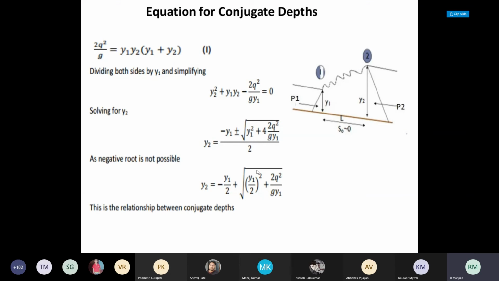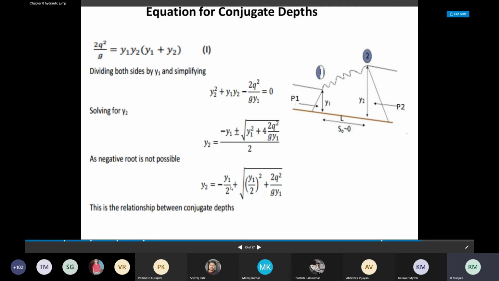sorry, no, it's non-uniform flow. Because for hydraulic jump, we are considering a rectangular channel, non-uniform flow but rapidly varied flow. We are not considering a trapezoidal channel, because we have taken the unit width of the channel, and hence this holds good only for rectangular channels. Rapidly varied flow is the phenomenon, and here we have the relationship for the conjugate depth.